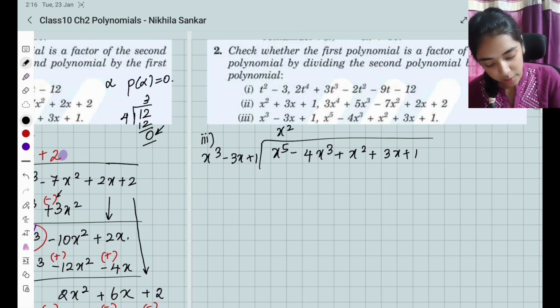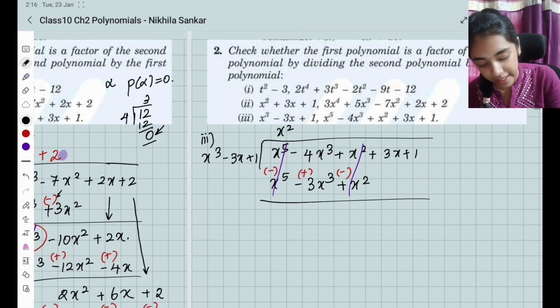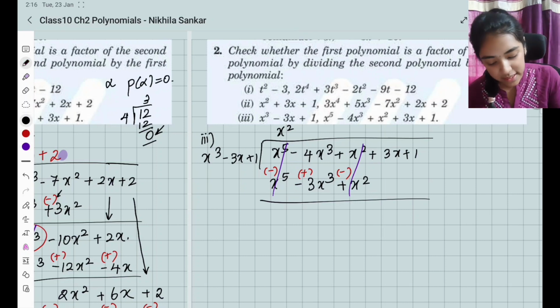So x cube into x square is going to be x power 5. Then minus 3x into x square is minus 3x cube. Then 1 into x square is plus x square. Okay. Now when I subtract, this becomes a minus, this becomes a plus and this becomes a minus. So what all cancels? x power 5 cancels. x square cancels. Now I have minus 4x cube plus 3x cube. So I have minus x cube plus 0 plus, in this place, I put 3x.